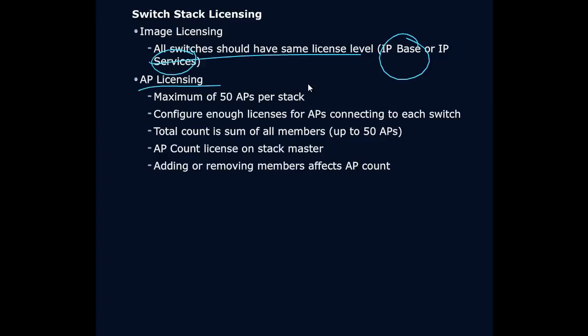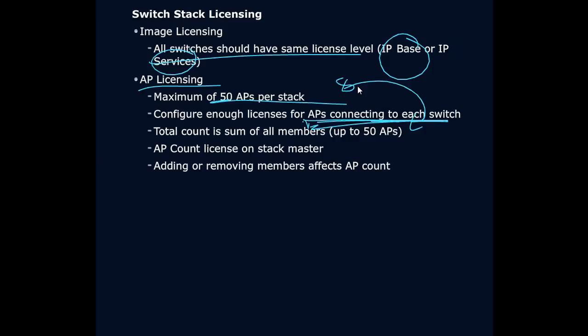Next up, AP licensing for these stacked IOS XE switches, those extra feature switches that can manage APs. Maximum of 50 APs per stack. We want to configure enough licensing for APs connecting to each switch. The total count or sum of all the members is up to 50 APs. Remember, there can be 9 in a stack.